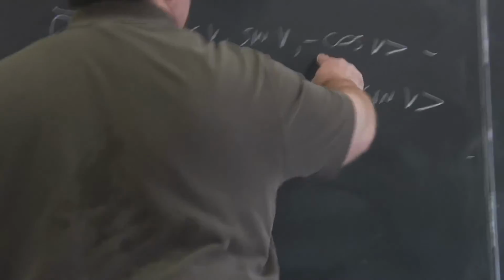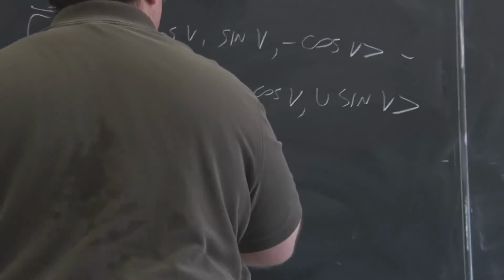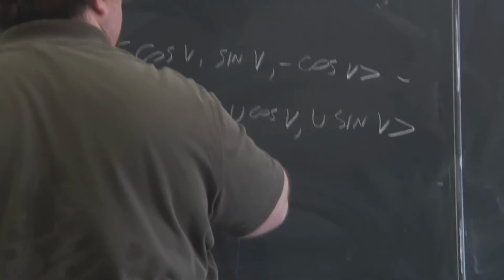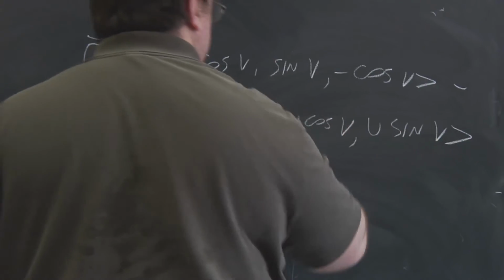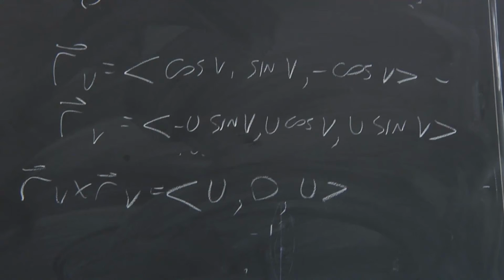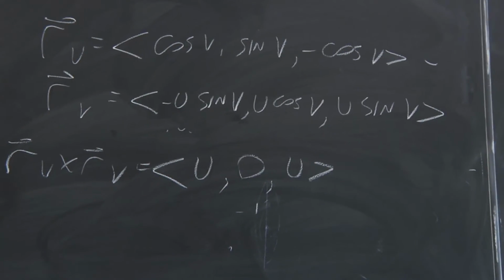So we're going to have u sine squared plus u cosine squared, that's u. We have u cosine v sine v minus u cosine v sine v, that's 0. And then finally we have u cosine squared plus u sine squared, that's u again. Okay. So at least our normal has a nice simple form.